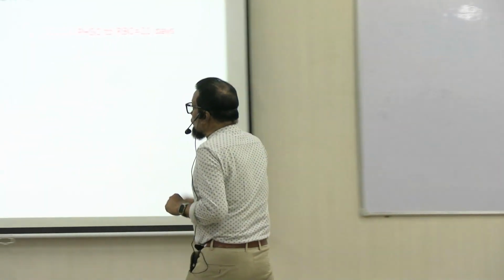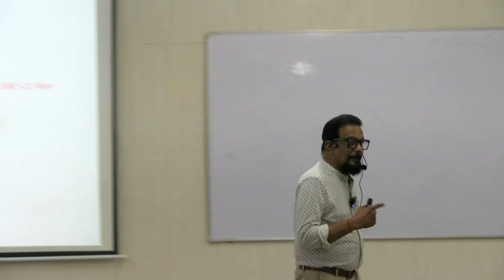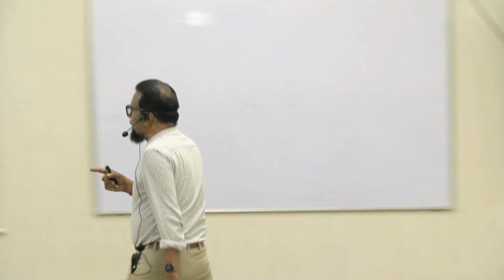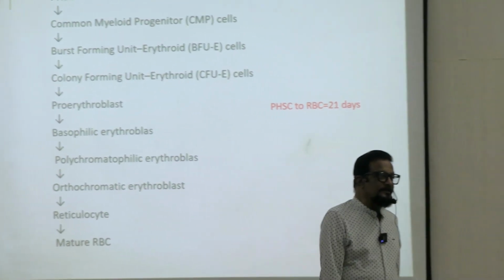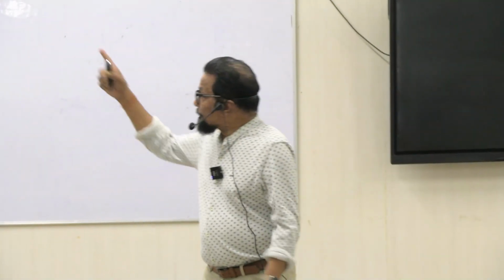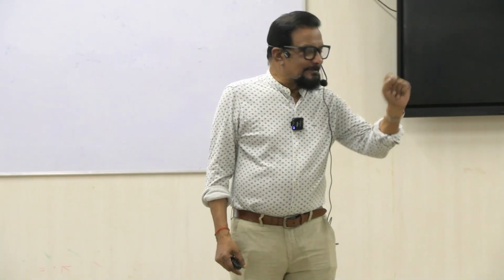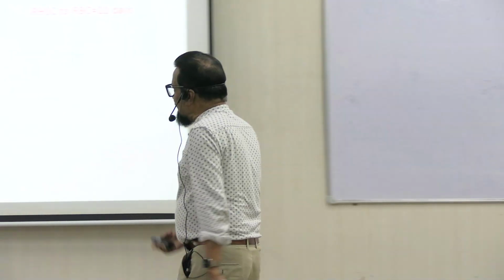After that, orthochromatic. Again the cytoplasm will be alkaline. Then the mature RBC is acidophilic. In this way, the color and reaction of the cytoplasm also gradually change. That is another important characteristic change during erythropoiesis.